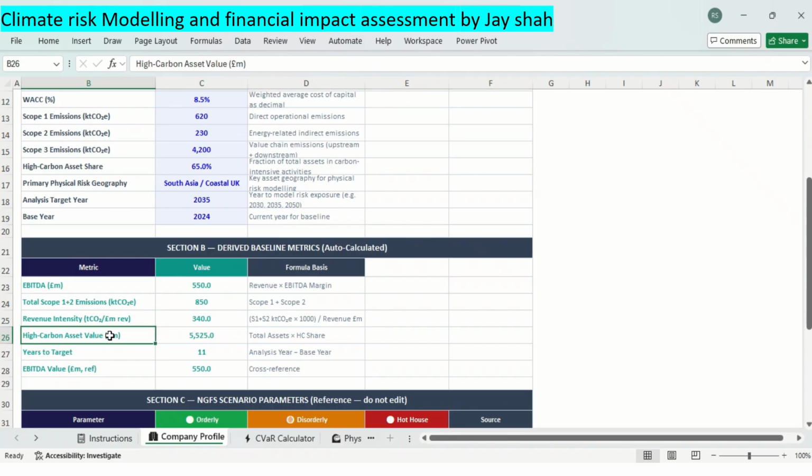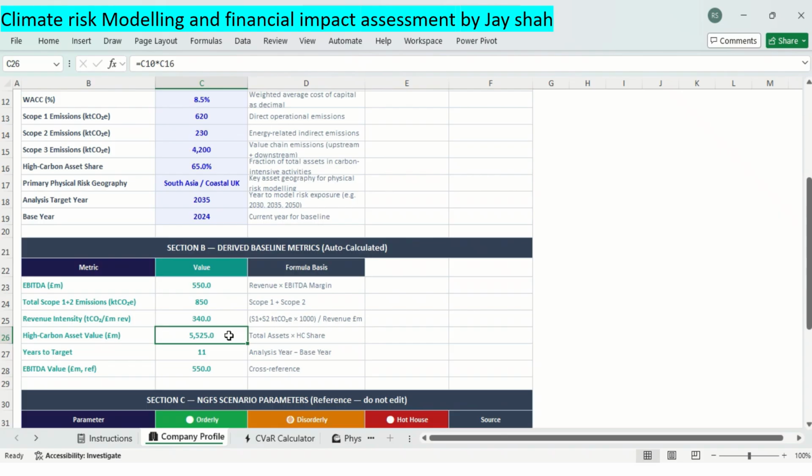Then cell 26 is the high carbon asset value, which is total assets multiplied by the high carbon share. The result here is 5525 million pounds, which covers the 8500 times the 65% high carbon asset share. This is the stock of assets exposed to stranded asset risk under the transition scenario. It feeds directly into the stranded asset risk module in the CVAR calculator.